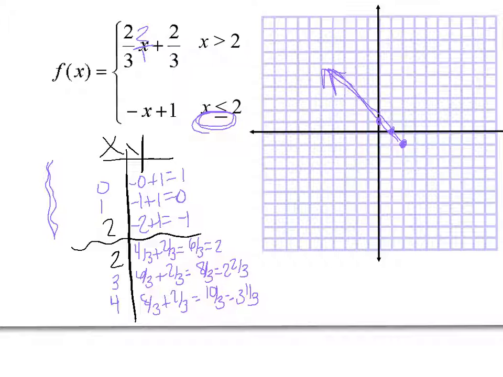Now it's just x is greater than 2, so this is going to be an open circle. So when we have 2, y is 2, it's an open circle. And then when we have 3, we get 2 and 2 thirds. And then when we have 4, we get 3 and 1 third. So it's a really shallow line going like that.